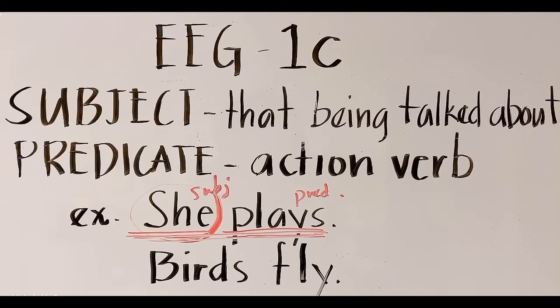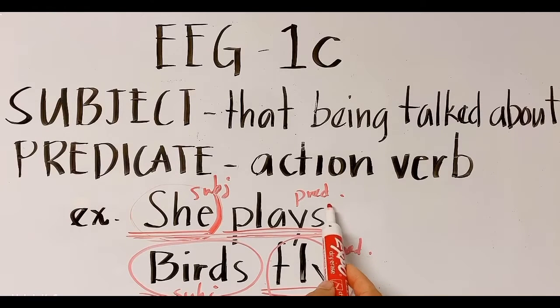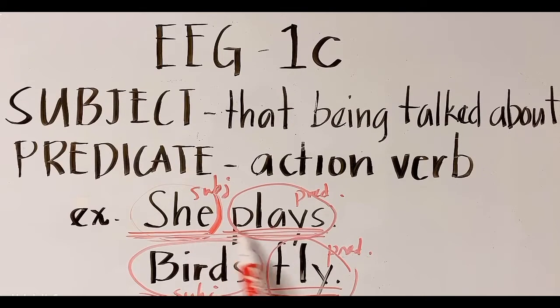Then the next one. What is being talked about in the sentence? It's the birds. This is the subject, and obviously fly is the predicate. It is an action verb. Plays is an action verb. She plays. What does she do? Plays. What do the birds do? Fly. It's an action.